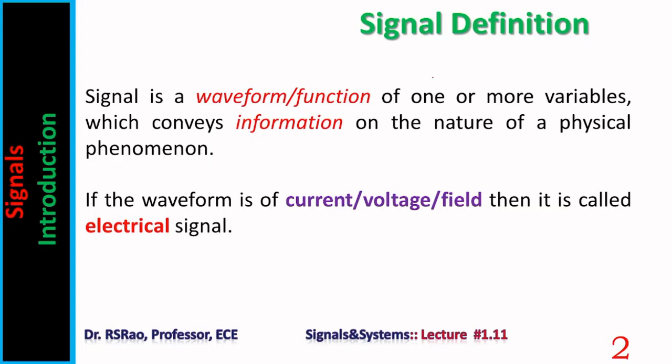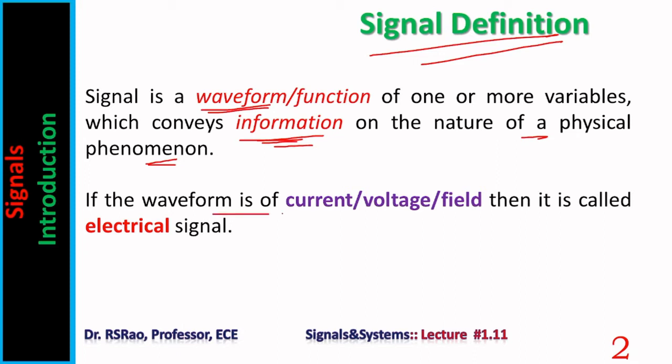To begin with, we consider the definition of signal. Signal is a waveform or a function with one or more variables which is capable of conveying information on the nature of a physical phenomenon. The key point to be kept in mind is it is a waveform. Signal is a waveform and it is capable of conveying information. These are two key words pertaining to the definition of signal.